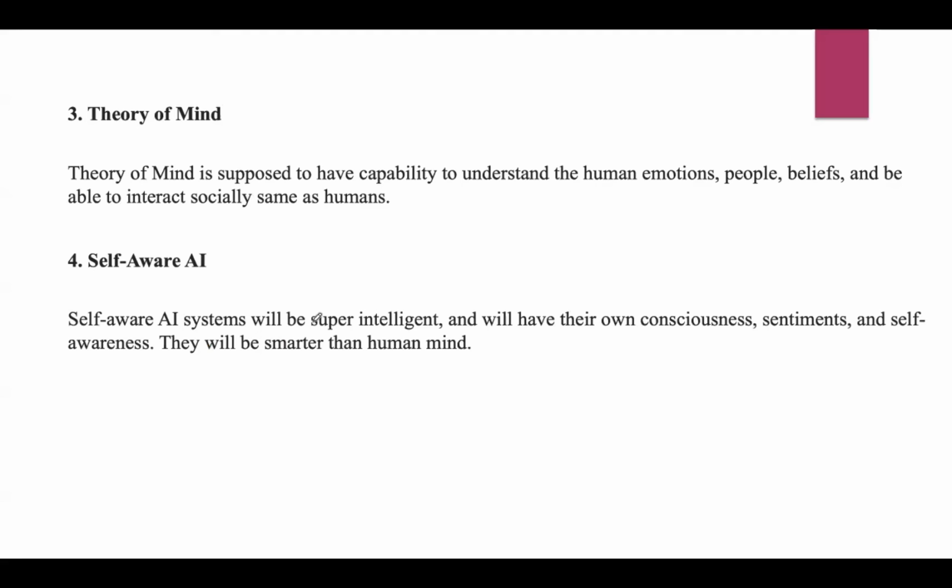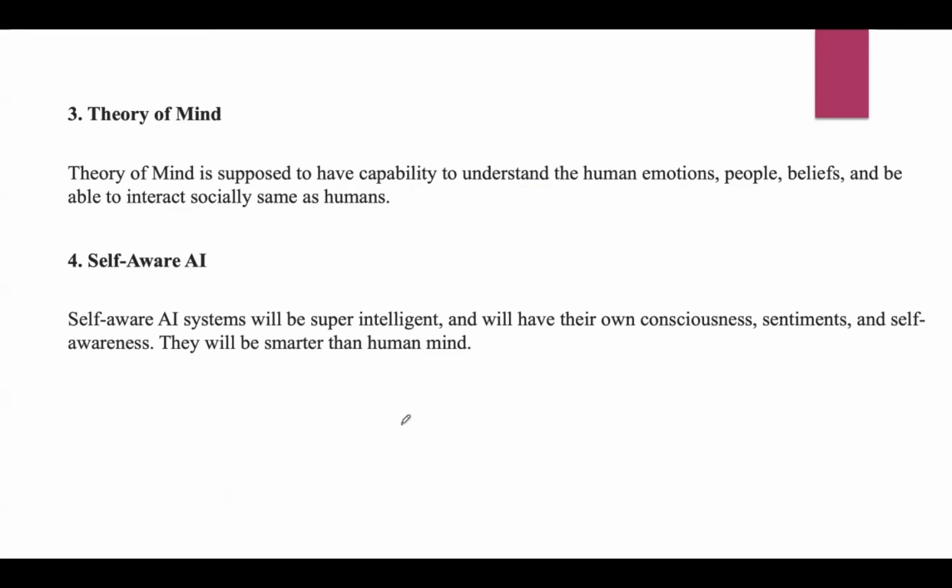Third one is theory of mind. The initial two categories of AI, that is reactive machines and limited memory, presently exist. We saw a few examples also. Whereas theory of mind and self-aware AI do not exist. They are theoretical types that could be developed in future. As of now, there are no real world examples of these types.